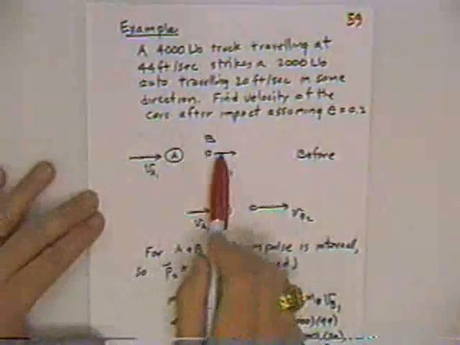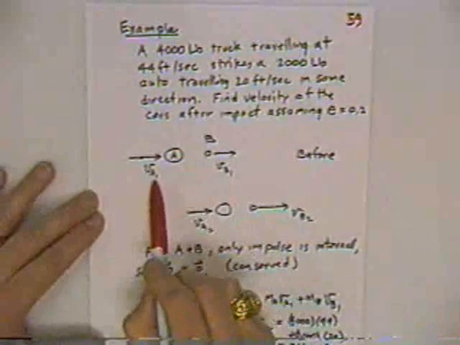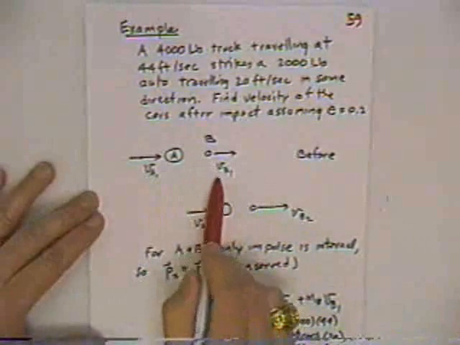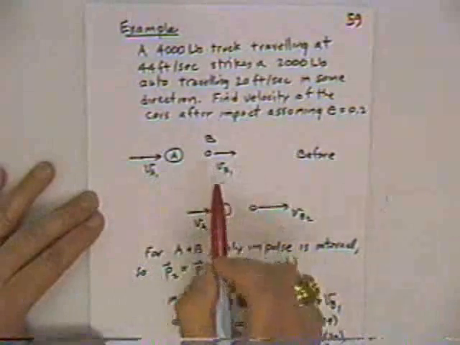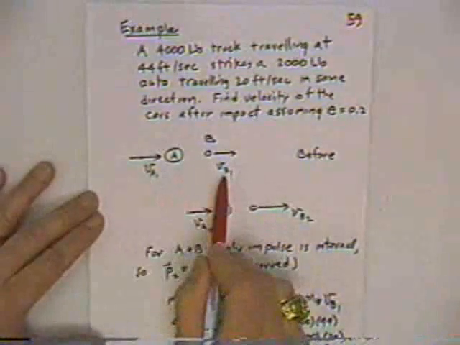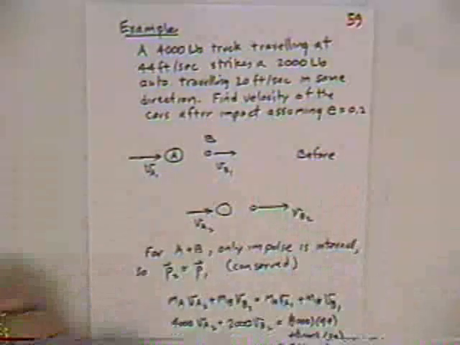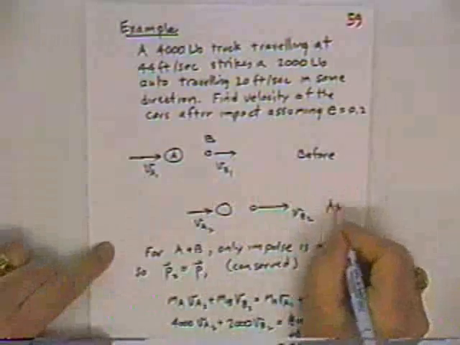Okay, we got particle A, we got particle B. Particle A's got velocity VA sub 1 at time 1, and particle B's got velocity VB sub 1 at time 1. Notice that VA sub 1 better be bigger than VB sub 1 or there won't be an impact, right? This is what happens before impact. This is the situation after impact.